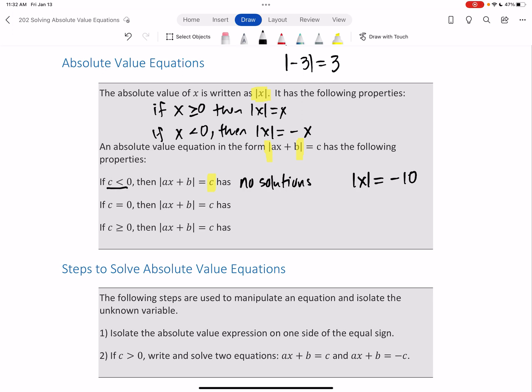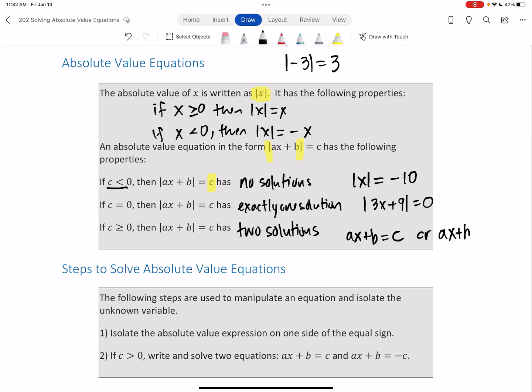If c is 0, it's going to have exactly one solution. Because what you're saying is absolute value of 3x plus 9 is equal to 0. So you can find only one value of x that will make that true. If c is positive, then it has two solutions. It could be that ax plus b equals c, or ax plus b can equal negative c.